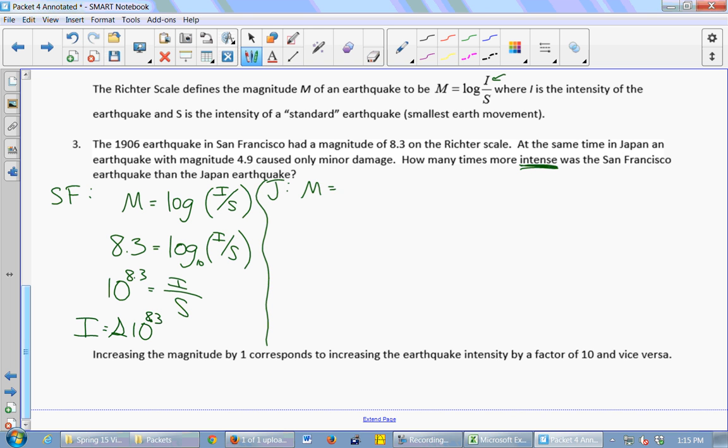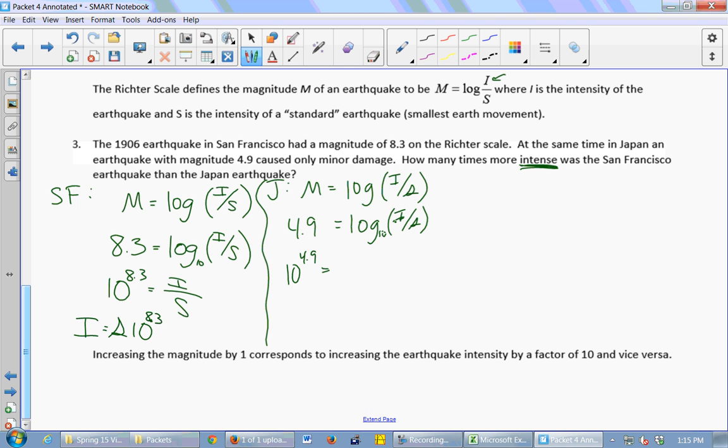Start with the same formula. Magnitude is the log of I over S. Magnitude here is 4.9 equals the log of I over S. There's a little hidden 10 there that they didn't give you in the formula, but if there's no base shown, you assume it's 10. And then how do I change this to an exponential equation? 10 to the 4.9 equals I over S. Yeah, and then just multiply both sides by S. I is S times 10 to the 4.9.